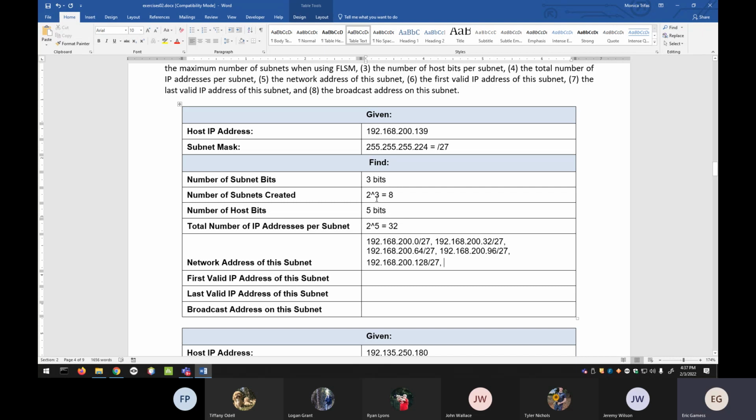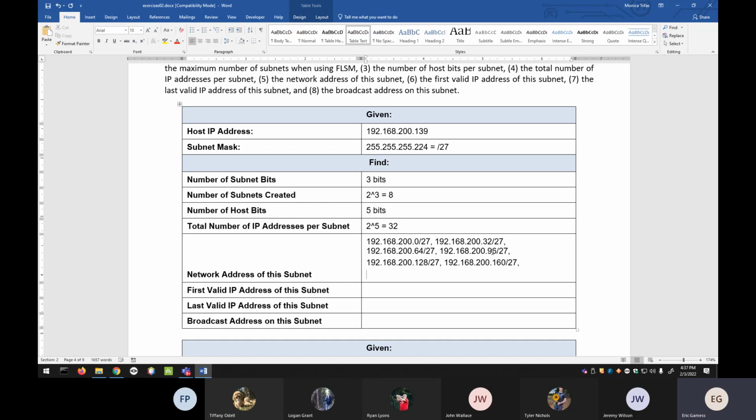Look, here we say there are 8 subnets. Up to now, we have 5. What will be another possible subnet? 128 plus 32 will be 160. What will be another possible subnet? 160 plus 32 will be 192. What will be the last subnet? 192 plus 32 will be 224.